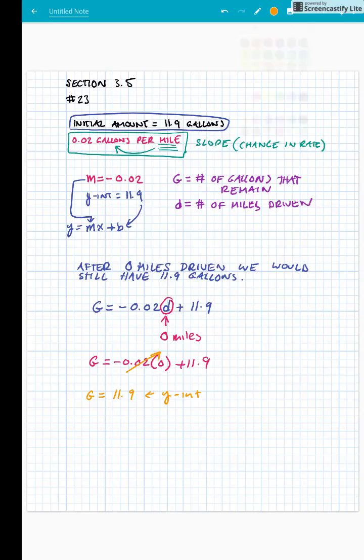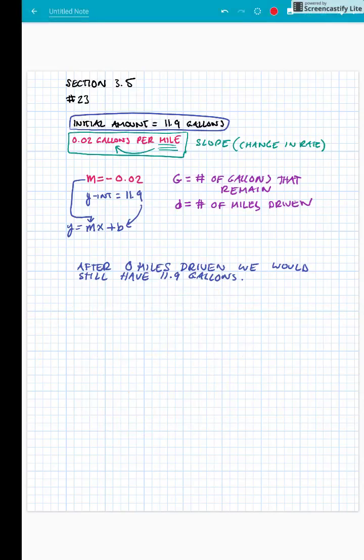Now, let's see. Now that we have our equation, let's see what they are asking for in A. So A asks, what is the slope of the linear model that describes this situation? What does it mean in this situation?